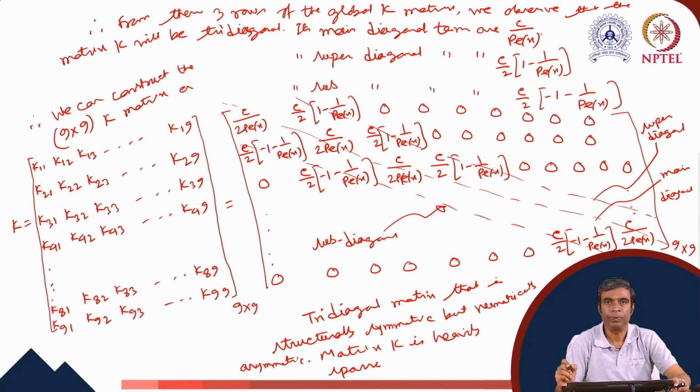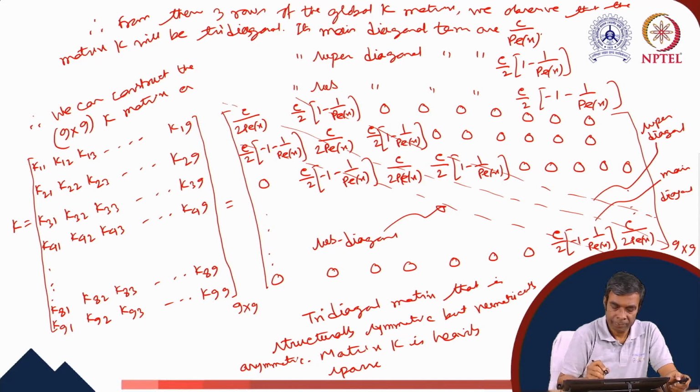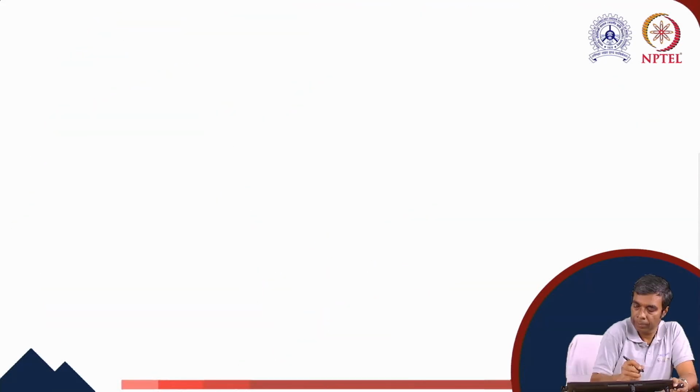So now we can put the values of Peclet number and we can get the entries of the coefficient matrix. Here there is no 2 in the diagonal terms. It is simply C by PEX. We have shown it already.